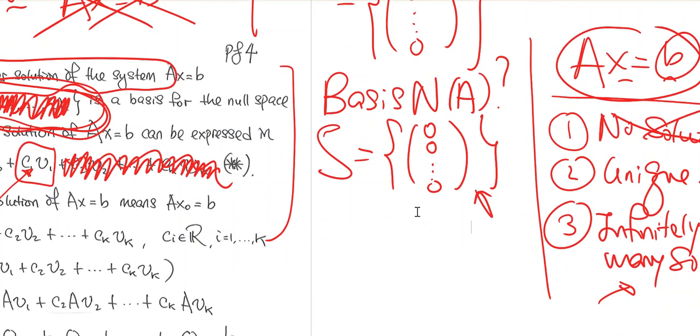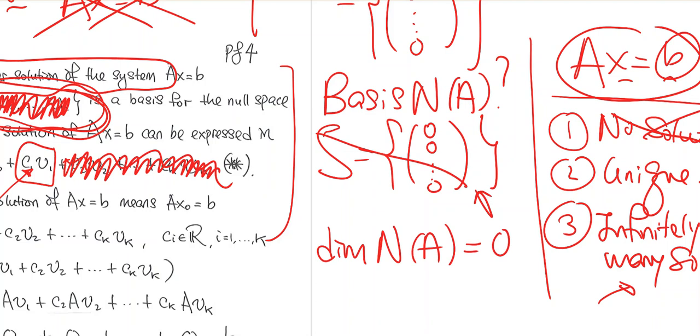So when that happens, we say that the dimension of the null space of A is 0. Remember, the dimension of a subspace requires you to find a basis and count the number of vectors in the basis. But this is not a basis. The basis is actually the empty set, with nothing in it. So if you count how many vectors are in that basis, it's 0.